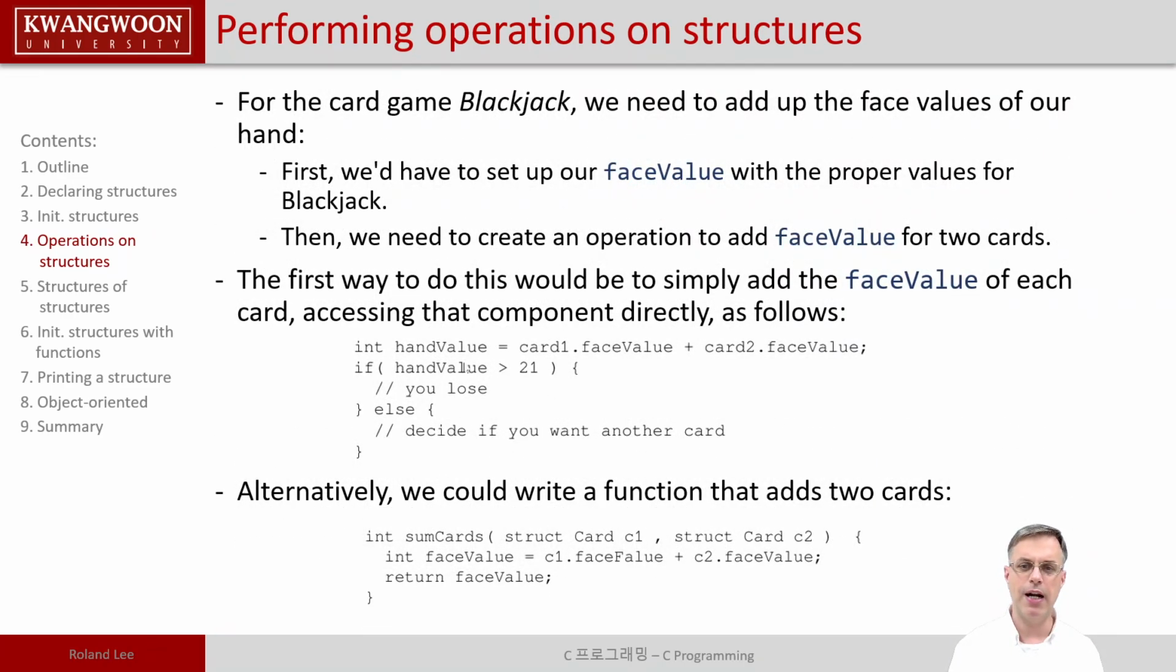Now, for the card game blackjack, we need to add up the face values of our hand. First, we have to set up our face value with the proper values for blackjack. Then, we need to create an operation to add face value for two cards. We could do this in a couple of ways. The first way would be to simply add the face value of each card, accessing the component directly, as follows. So you see here, and I think this one we should do as well.